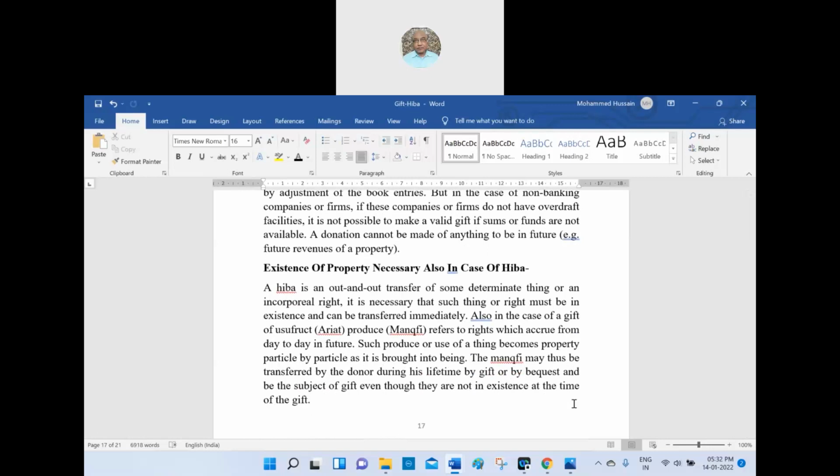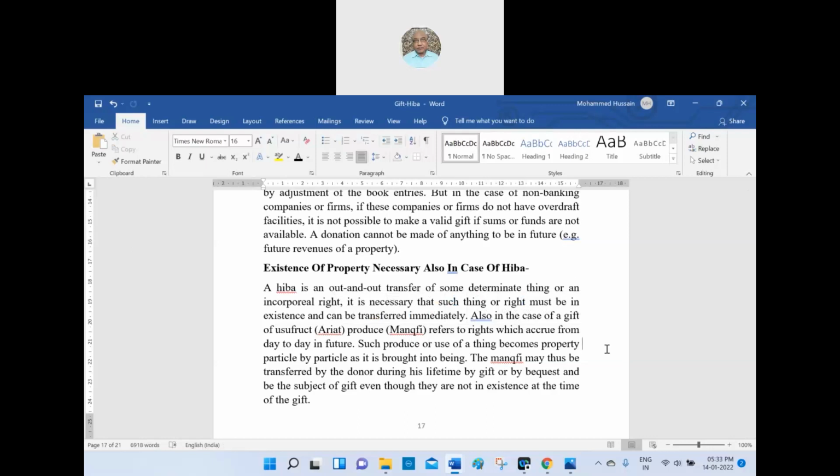But ariyat, see, usufruct is ariyat. Please remember here. Usufruct is ariyat, produce is manakfi. The produce enjoyed is called manakfi. Of course, try to remember. If you write such words in the examination, really the examiner feels happy and he will give good marks to you.